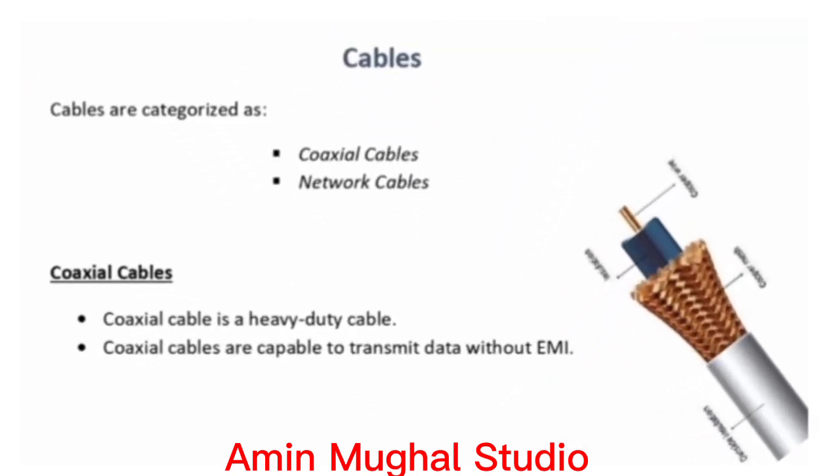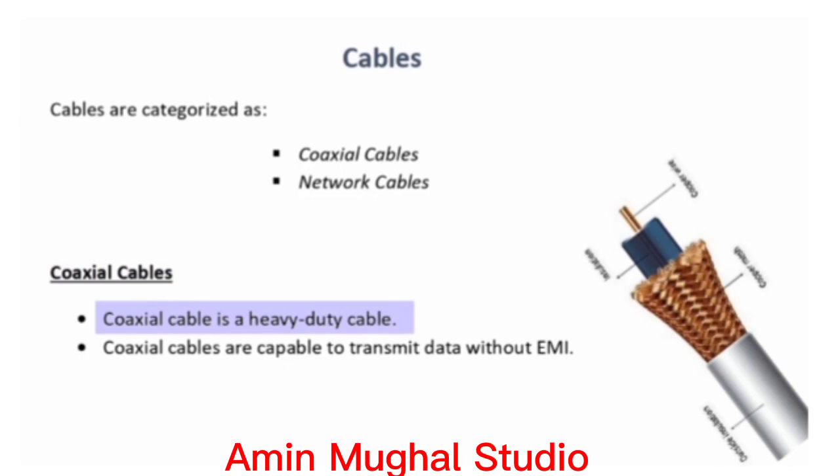Now, coming to the fourth component of the CCTV system: cables. Generally in the CCTV system, cables are used to transmit data signals from one device to another. For this purpose, there are many different types of cables available in the market. But to make the topic very clear for you, I am dividing these cables into two categories: coaxial cables and network cables. So first is coaxial cable.